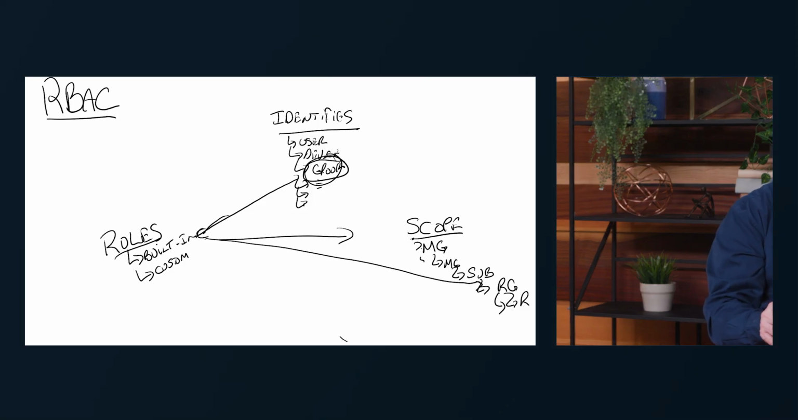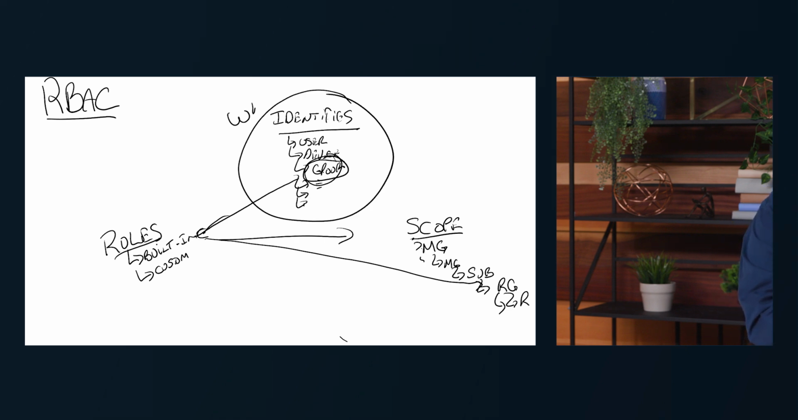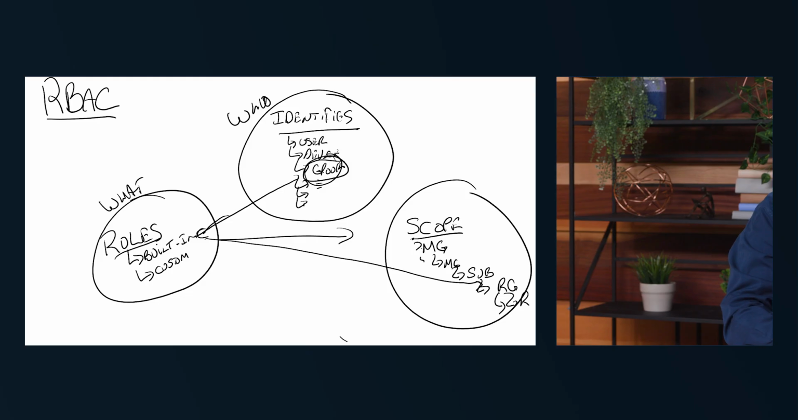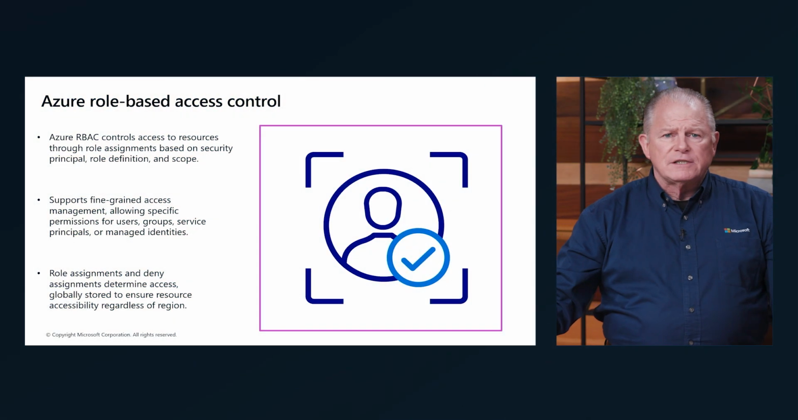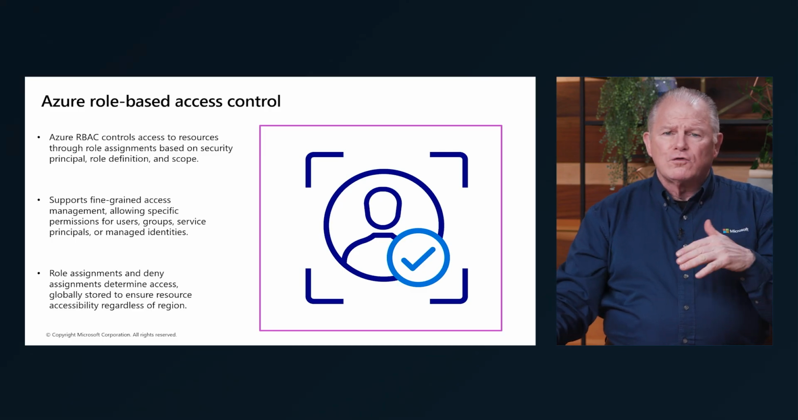So that's the RBAC principle and those three bubbles I talk about of who, what, and where. The who is a grouping of identities, the what is the role that you're working with, and the where becomes the scope. And through this process, you're going to be able to have that fine-grained control.